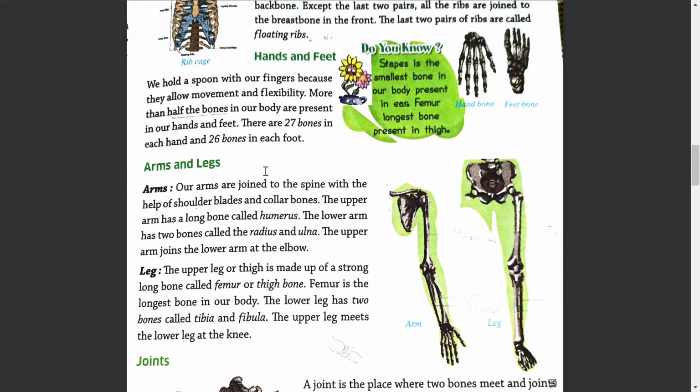So, as you all know, we have two pairs of limbs, the forelimbs or the arms, and the hind limbs or the legs. So let us see. We hold a spoon with our fingers because they allow movement and flexibility. If you are writing with a pencil, why is it possible? Because you have a hand and the fingers allow you to hold the pencil.